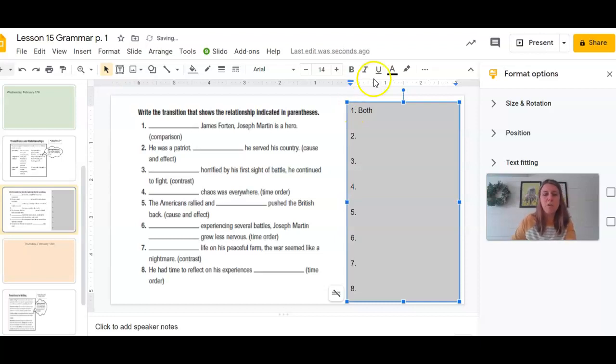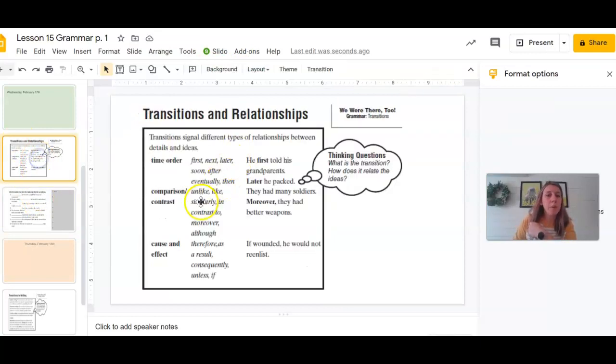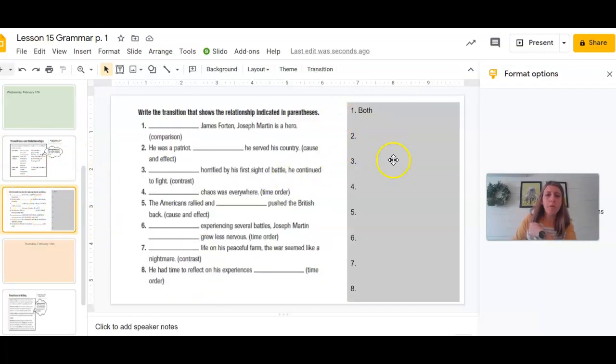So we could use a transition word here for number one that would be both. So I'm going to say both. I'm going to use a capital B since it's at the beginning of the sentence. For number two, you would use a cause and effect word. He was a patriot, blank, he served his country. So look back to your list for a cause and effect word. When you are finished with 1 through 8, you can go ahead and submit this assignment for today.